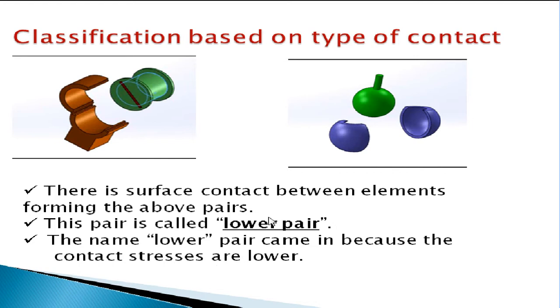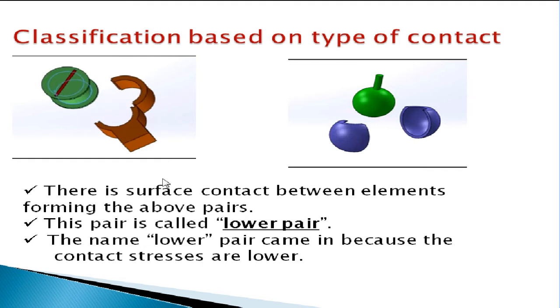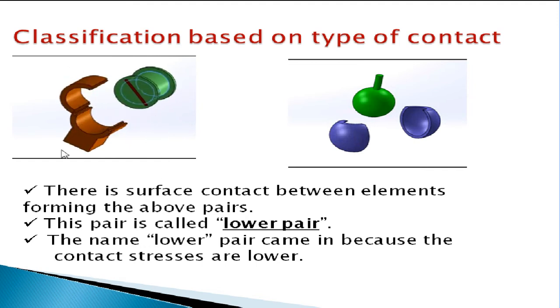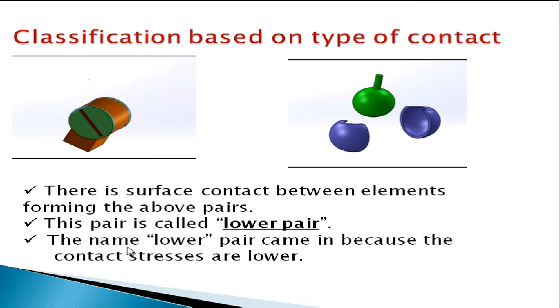That is why it is called lower pair. If you quickly look at this animation, you have the green link and a brown link. See what kind of contact is occurring. Contact occurring here is along a cylindrical surface. Because it's a cylindrical surface, you have a lot of surface to take the load. So stress, which is load divided by area, is lower. That is why it is called a lower pair.